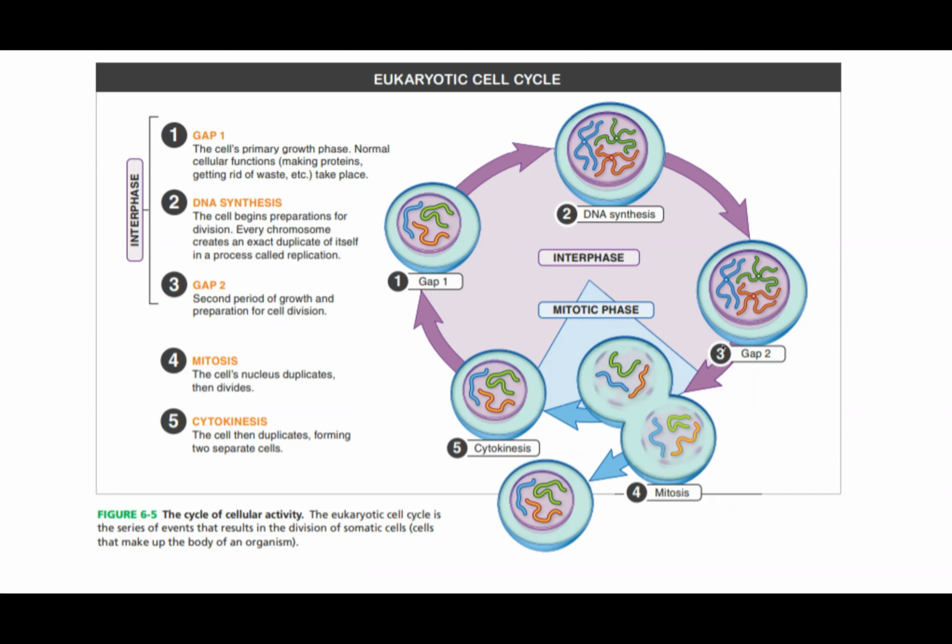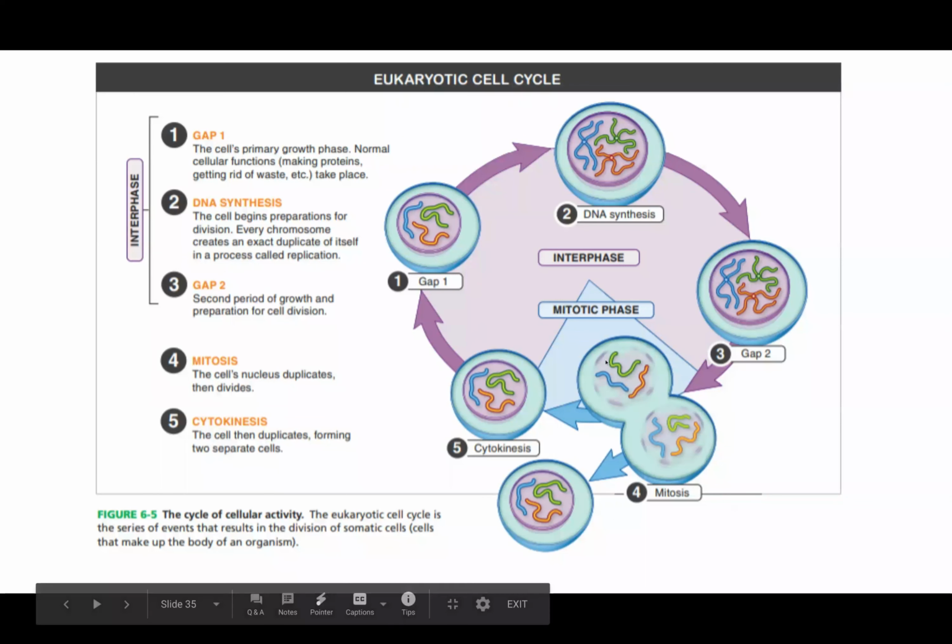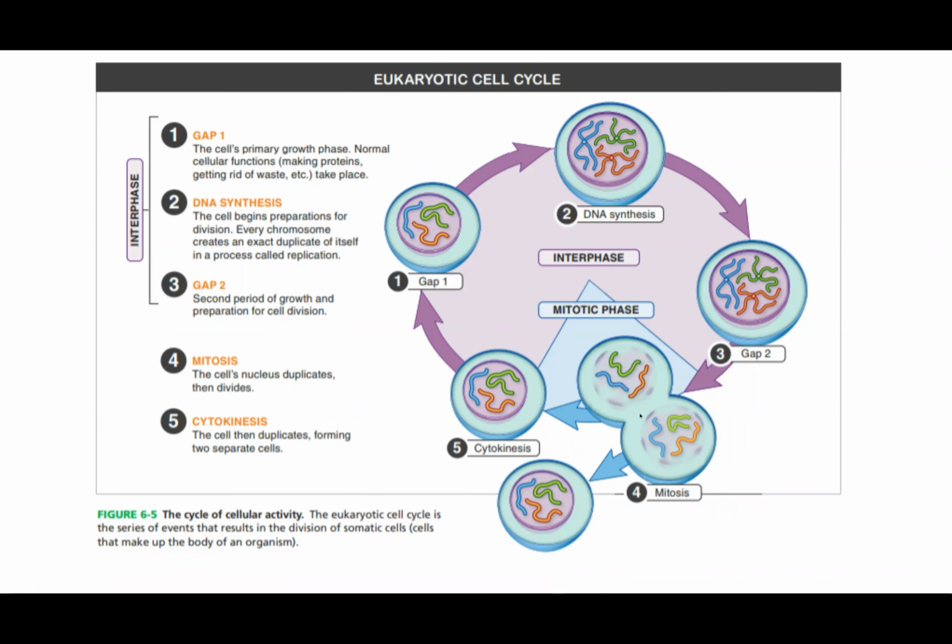Because as you can see from down here, you're going to take one cell and split it into 2. So you need a lot of energy to do that. You need a lot of materials to do that. So you have to prepare for that, and that's what gap phase 2 is for. Once you exit gap phase 2, that's when you enter mitosis. And this is essentially when the cell is doing all these different steps that we'll go through in a second to separate one cell and make it into 2.